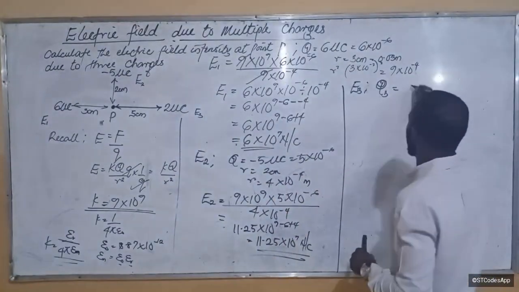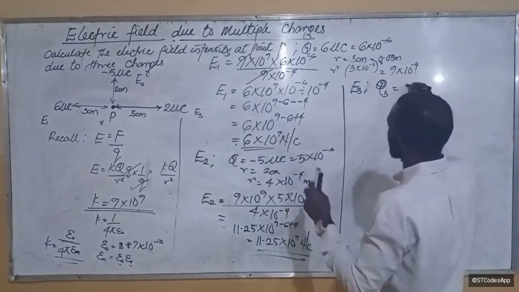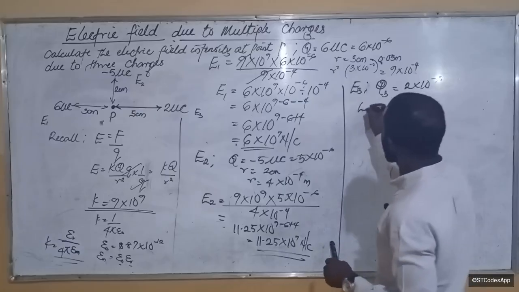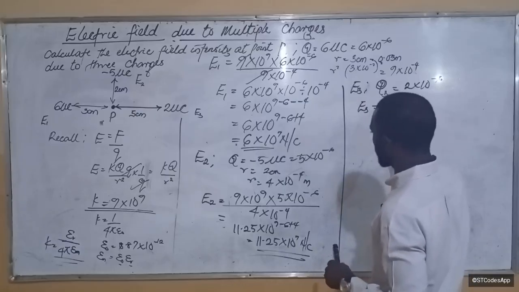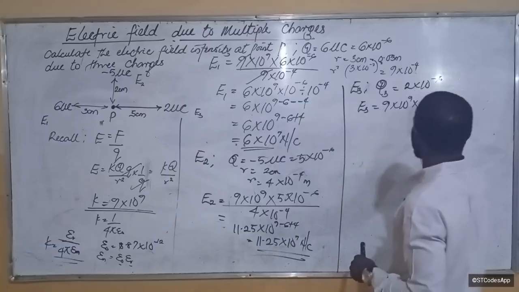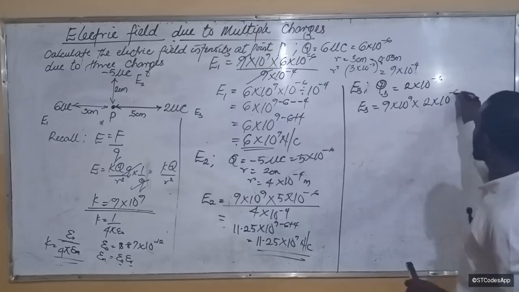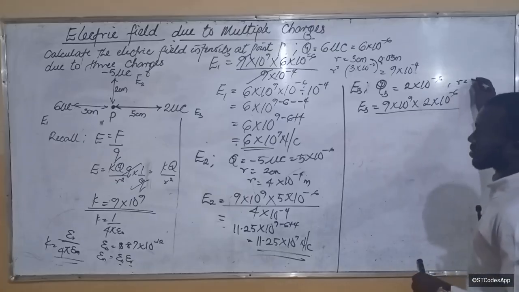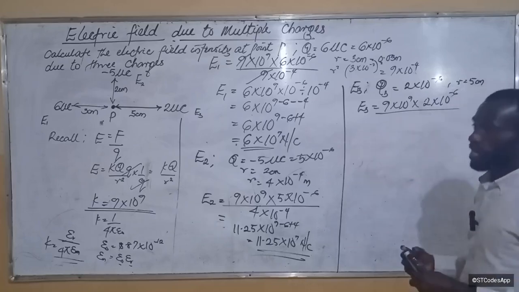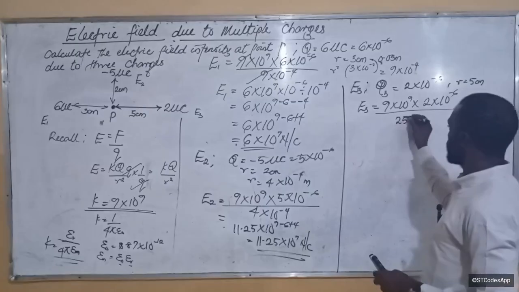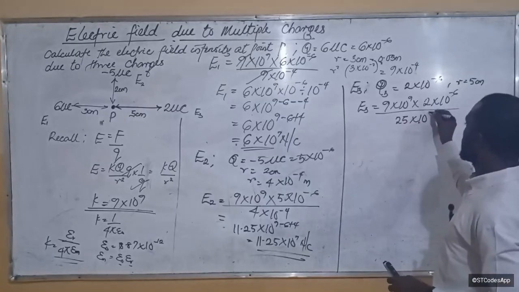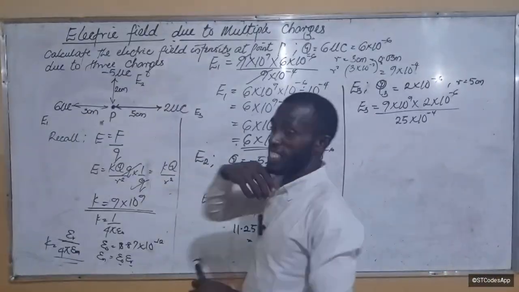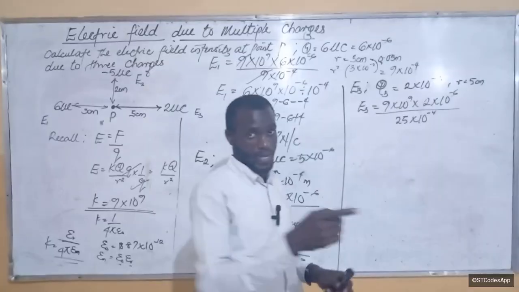So E3 will now be equal to Q3, which is 2 times 10 to the power minus 6. So E3 therefore becomes K, which is 9 times 10 to the power 9, times Q, which is 2 times 10 to the power minus 6, divided by R squared. What's the distance here? The distance is 5 centimeters. Now 5 centimeters will give us 25 squared when you square it, times 10 to the power minus 4. Is it clear? By the time you take R squared, when you convert and square it.